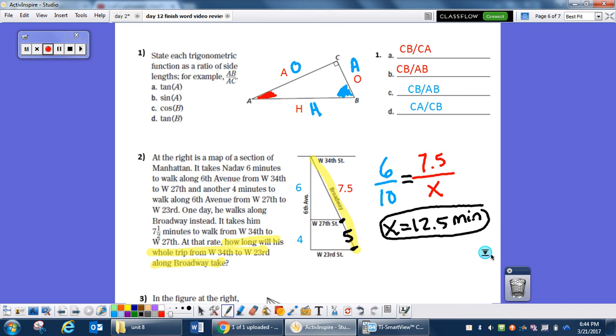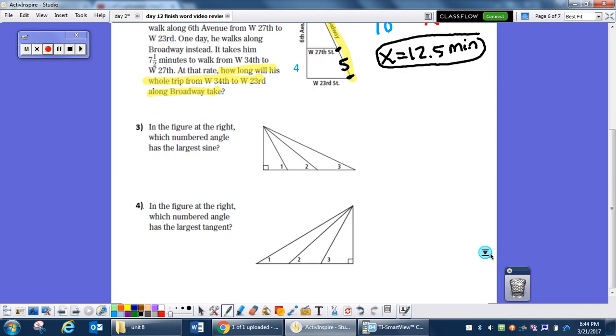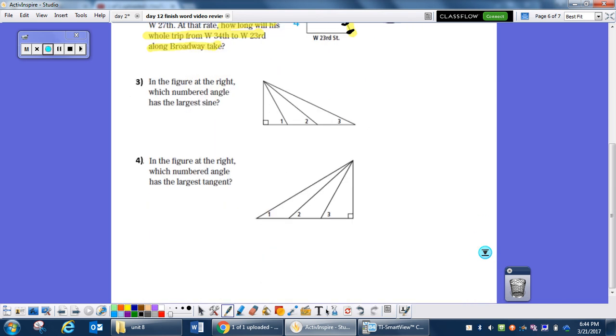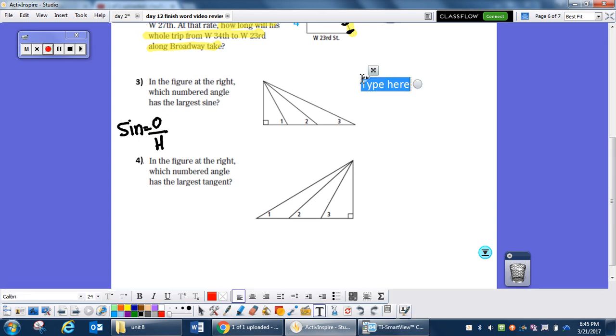Alright, 3 and 4 are a little tricky. They might be extra credit on your test. I do want to make you a note. So in number 3, it's asking which numbered angle has the largest sine. I would maybe make a note that sine is opposite over hypotenuse. So if we're dividing by a number, we want that hypotenuse to be small, because when you divide by a smaller number, the value is bigger.